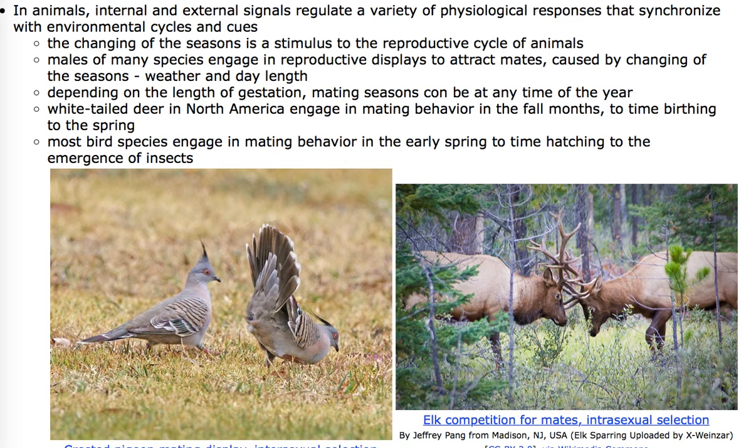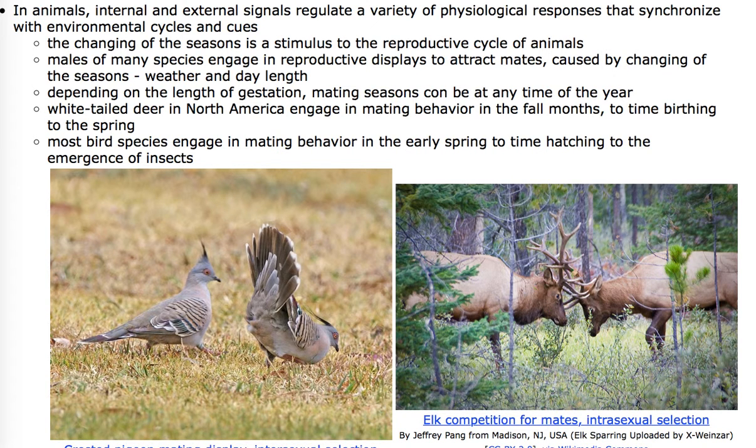In animals, internal and external signals regulate a whole range of physiological processes that synchronize with environmental cues and environmental cycles. The changing of the seasons causes display behavior in animals like reproductive behavior. The males of many species engage in reproductive displays to attract mates only at certain times of the year. With North American deer, this is in October and November.